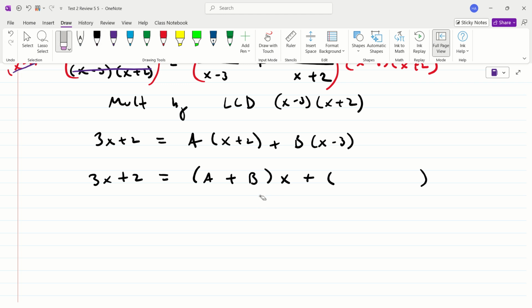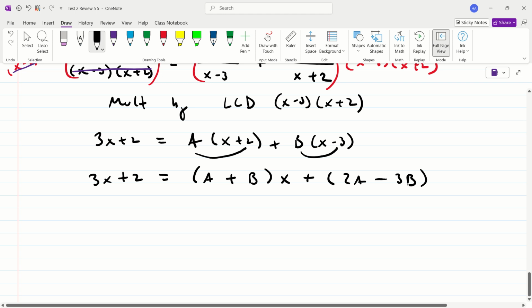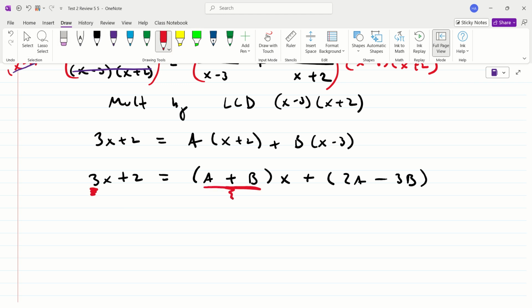I can do the same thing for the constants. I'll have 2A for this guy and negative 3B for that guy. We're going to take the polynomial on the left and equate it to the polynomial on the right. That means that whatever coefficient the x had over here is going to be the same as the coefficient that the x had over here. So I have that A plus B is equal to 3. Similarly, whatever constant this guy had over here is equal to whatever constant that guy had over there. So I have that 2A minus 3B is equal to 2.